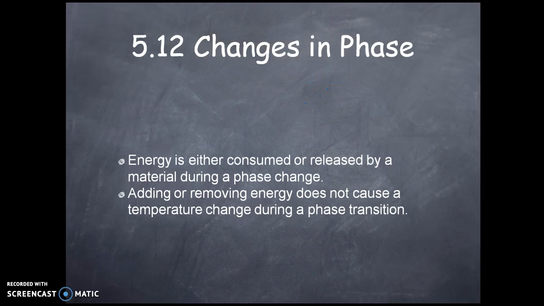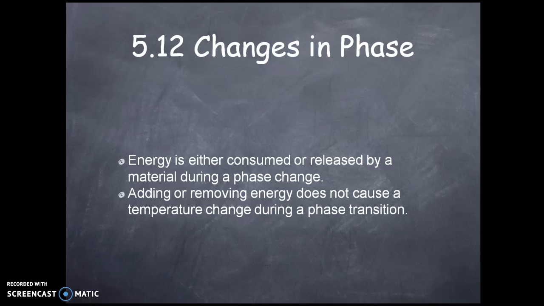Changes in phase. Energy is either consumed or released by a material during a phase change. So if a material is converting from solid to liquid or liquid to gas or gas to solid and so on and so forth, in order to change from one type to another, it either has to release energy or consume energy to get that physical change.